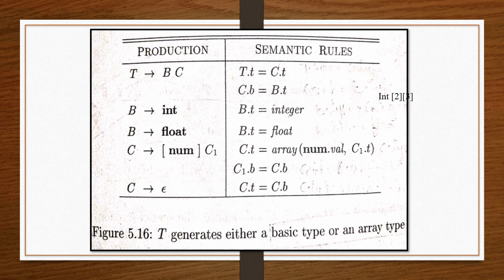The inherited B attribute passes a basic type down the tree and the synthesized T attribute accumulates the result, meaning child to parent. Just analyze the semantic rule. According to this semantic rule, the synthesized attribute is from child to parent, and the inherited attribute first goes from left to right, and after that from parent to child. That is the meaning of inherited, right? Parent to child. Let me explain.